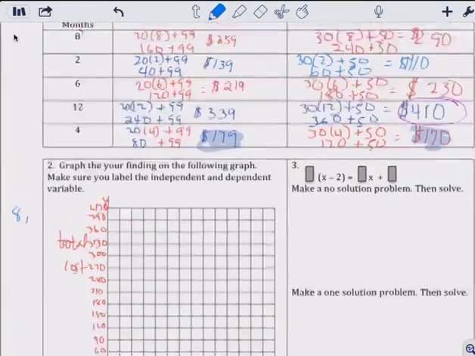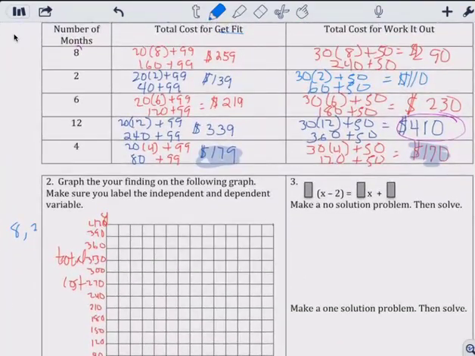8 and 259. And then the next one, so I don't have to go back and forth. 2 and 139. And then 6 and 219. 12 and 339. 4 and 179. Okay.